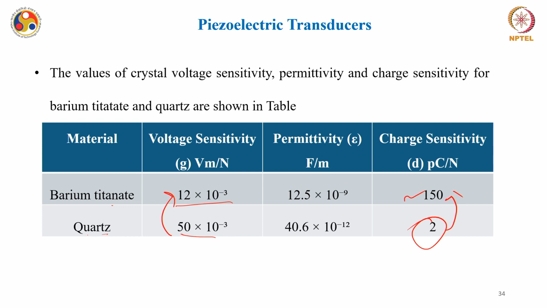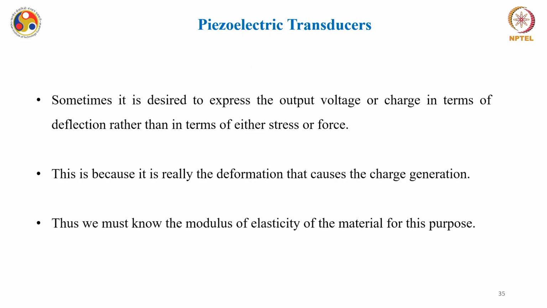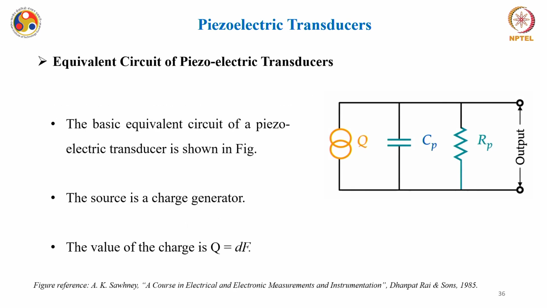And similarly you can see the permittivity of these two materials, okay. So according to the usability, the transducers can be designed by keeping these three parameters into consideration, okay. Sometimes it is desired to express the output voltage or charge in terms of the deflection rather than in terms of either stress or force. This is because it is really the deformation that causes the charge generation. Thus, we must know the modulus of elasticity of the material also for this particular purpose, okay.